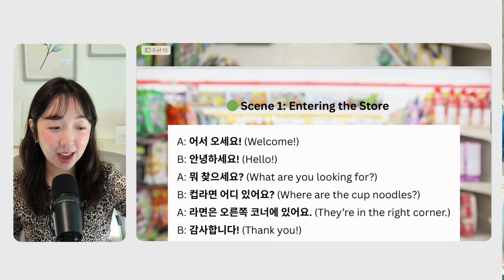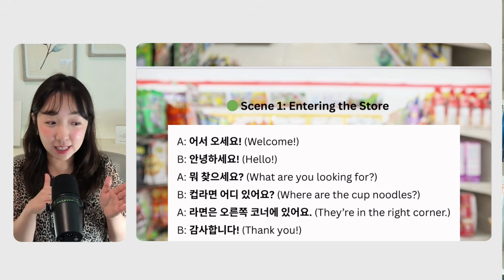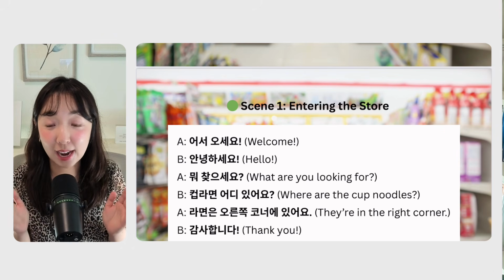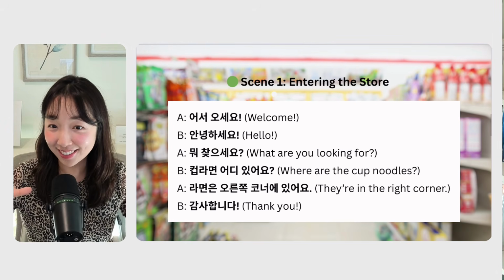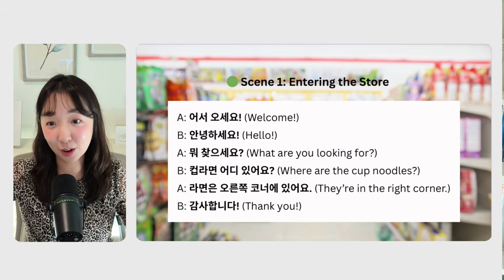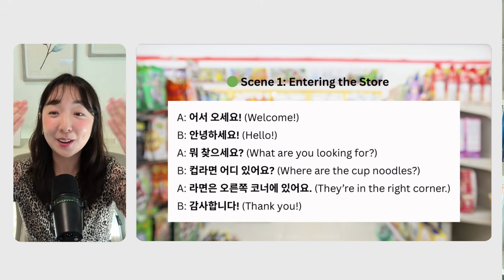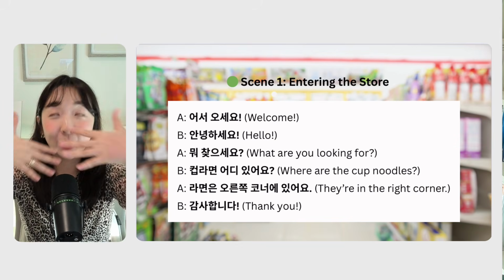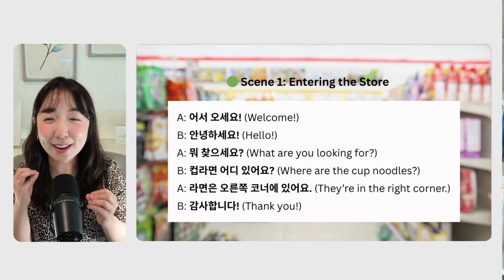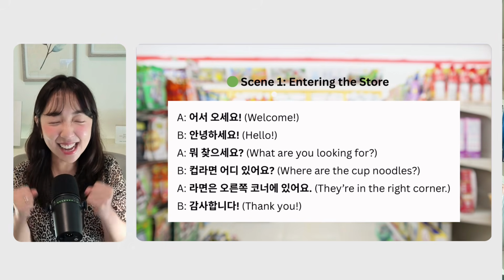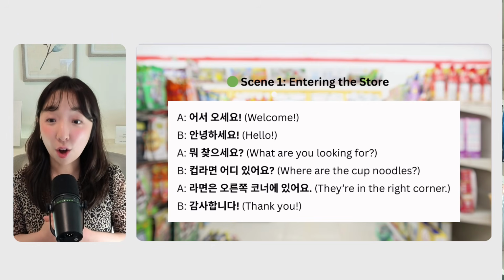So then I divided this into two scenes. The first scene is where you enter the store and have a conversation with the person that's working there. So A is going to be the worker at the convenience store. B is you. Okay? So let's really shadow me with everything that I do and improve your speaking and pronunciation skills. Let's go. A is welcome.